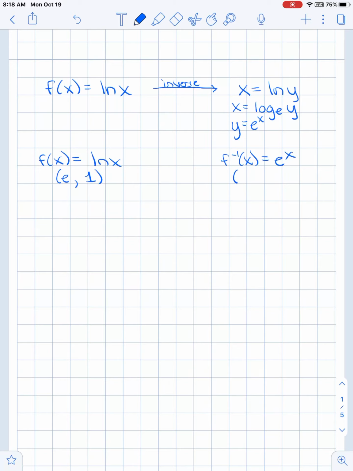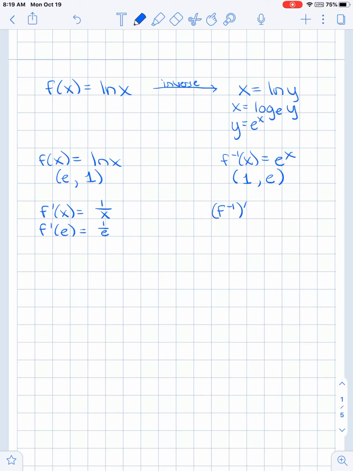Okay, so that means on this inverse, if I plug 1 in for x, if I switch the domain and range, if I plug 1 in for x, e to the power of 1 will give me an output of e. Those two things are, the x's and the y's were switched, the domain and the range were switched. Okay, let's find the derivative of each. The derivative of the natural log of x is 1 over x. If I replace x with the input, so if I replace x with e, I get 1 over e. Okay, now let's look at the derivative of the inverse.